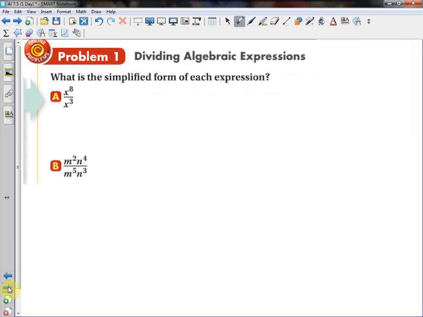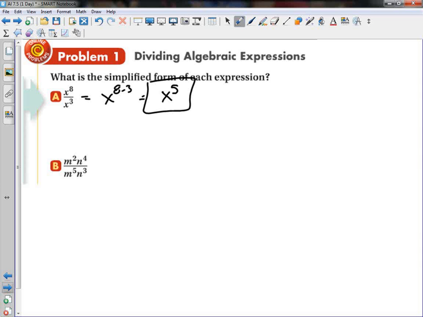All right, so right here we have x to the 8th over x to the 3rd. I know that's going to be x to the 8 minus 3, or x to the 5th. Good.